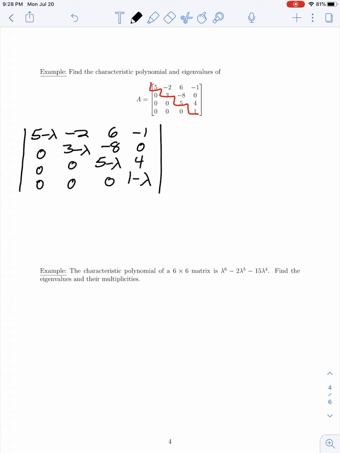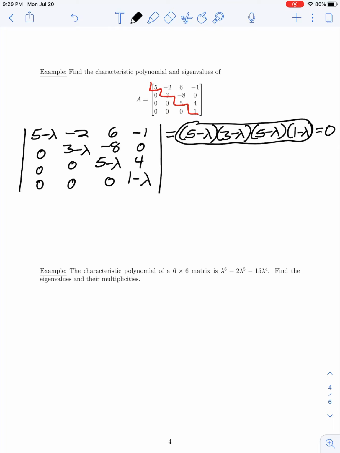Now we had seen that the determinant of a triangular matrix is exactly the product of the diagonal entries. So here we have the product of our diagonals is 5 minus lambda, 3 minus lambda, 5 minus lambda, and 1 minus lambda. So this is our characteristic polynomial, and the eigenvalues would therefore be the roots of this polynomial. We set it equal to 0, and therefore we see that our eigenvalues are 5, 3, 5, and 1, exactly the diagonal entries of our matrix.